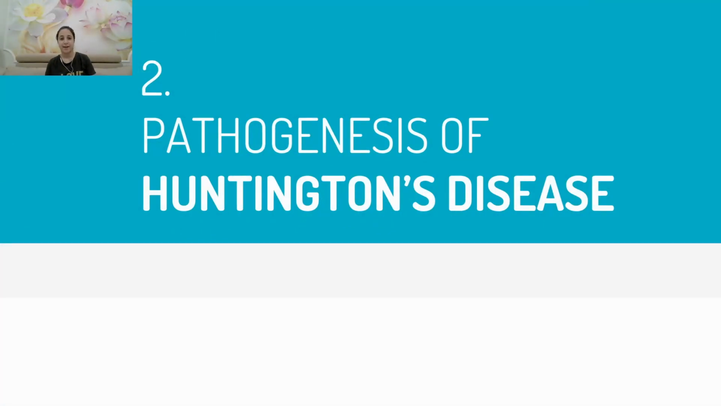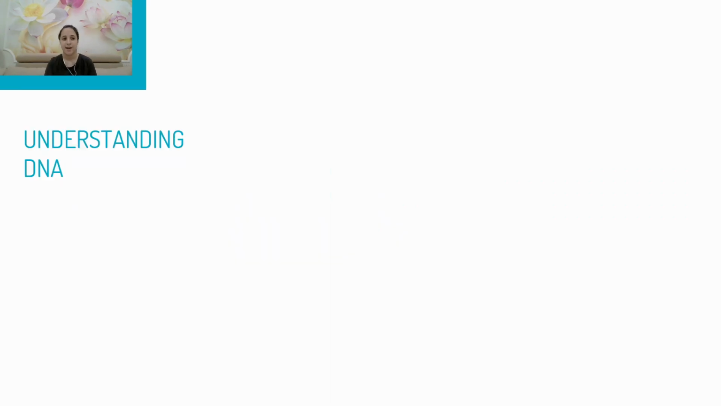So let's now understand the pathogenesis of Huntington's disease. Pathogenesis is simply understanding how the gene affects our body and how HD is developed inside our body. So to understand this, it's important for us to understand DNA, which is our genetic material. As HD is a genetic disease, our DNA plays a vital role in its development.